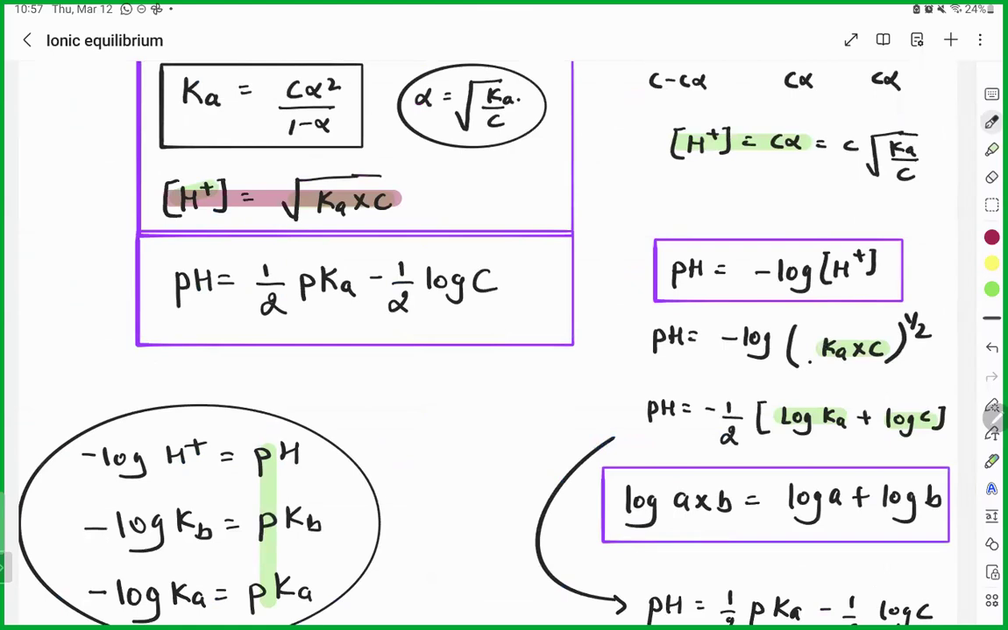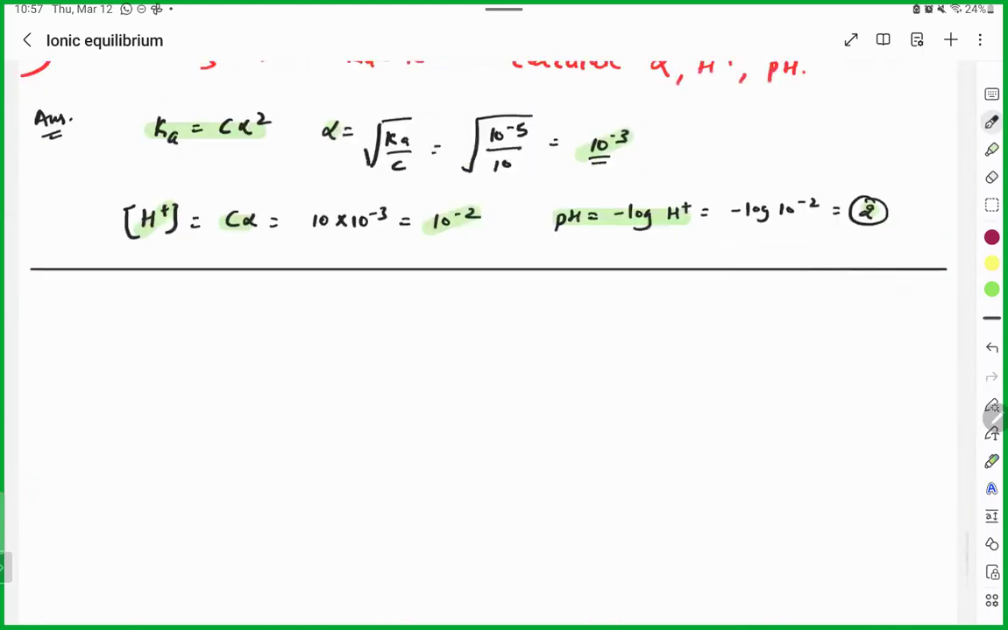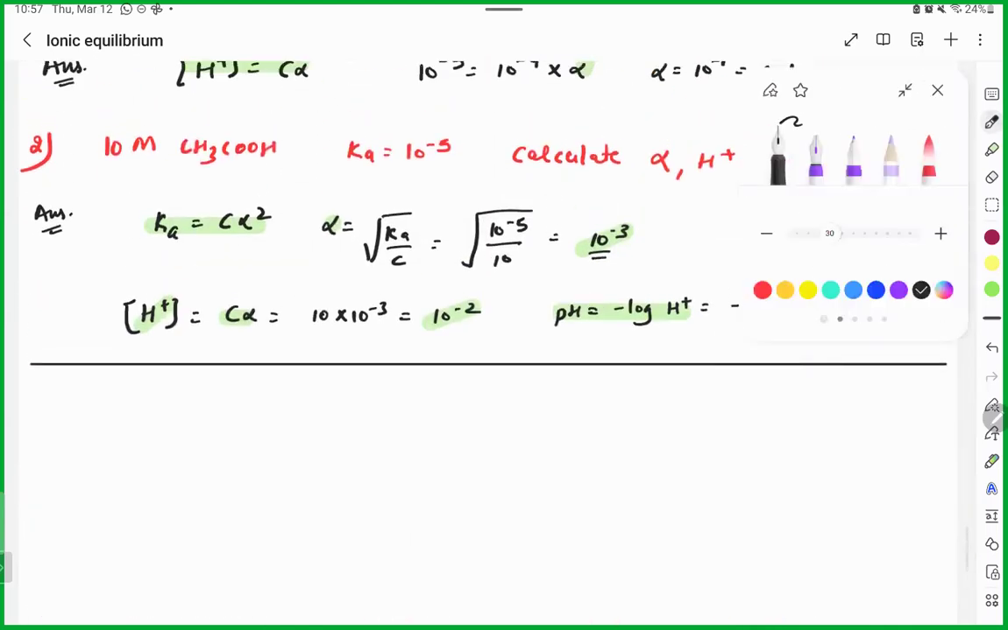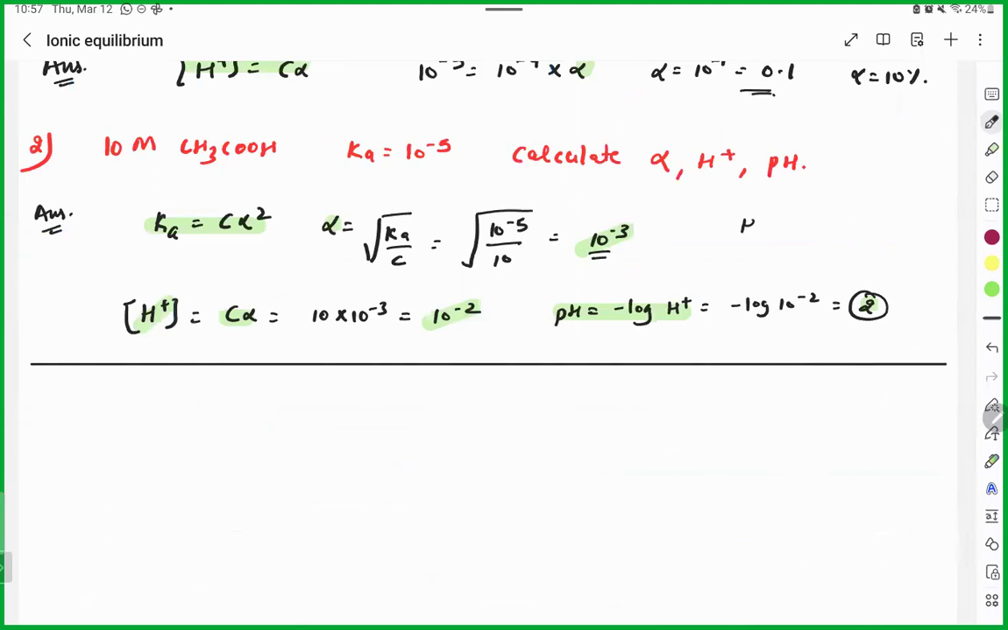But mine is coming as 10 to power minus 2. Let's see what the value of Ka is. Here H positive concentration is under root Ka, 10 raised to power minus 5, and C is 10 raised to power minus 1, so it will be 10 raised to power minus 4, under root will be 10 raised to power minus 2. This is what came here, and it was the same there too.